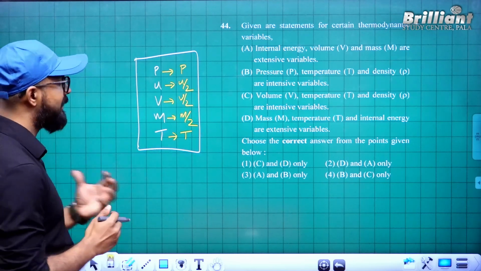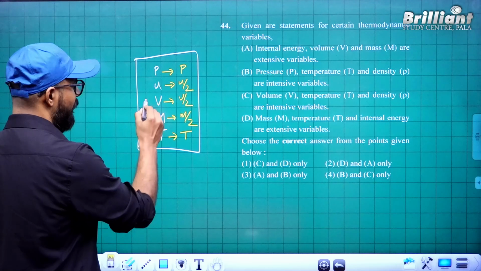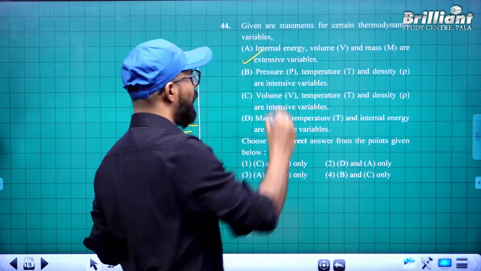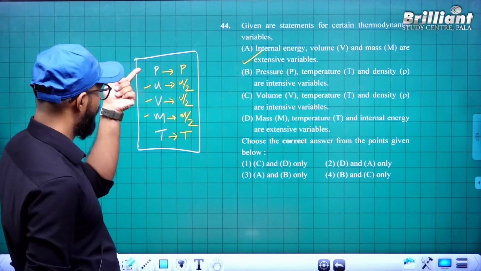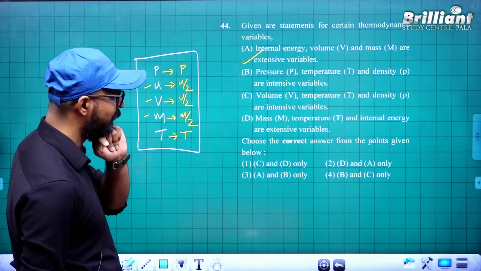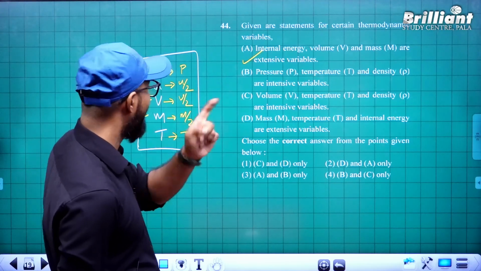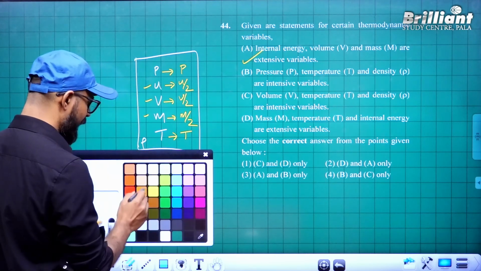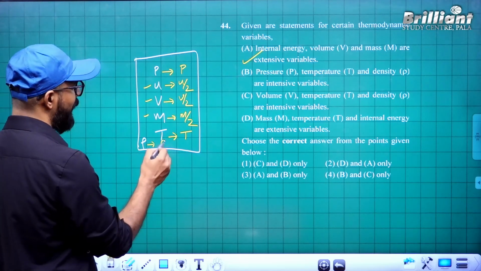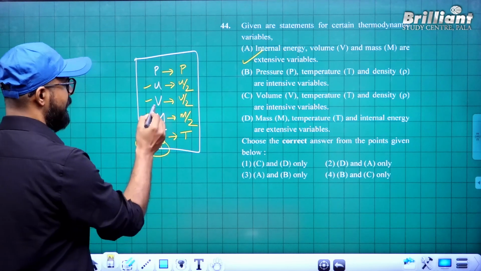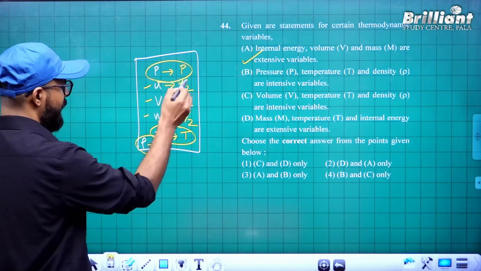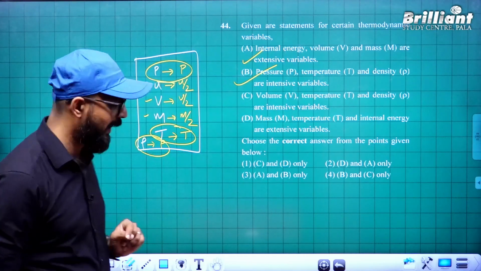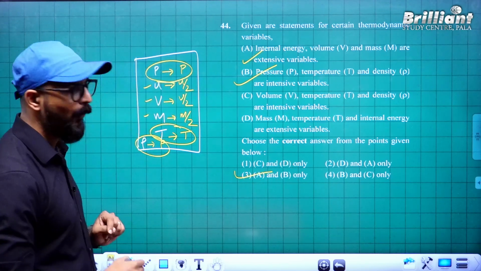So which are the extensive property over here? Mass, volume, internal energy are extensive property. What are the intensive property? Pressure, temperature. Anything else is given? Pressure, temperature, density. Oh, we can include density here. And density, what will happen to density? Will it change? No, it will remain the same. So again, you can see this, and this. Pressure, temperature, density are intensive variables. Clear? So the answer is option 3, A and B only.